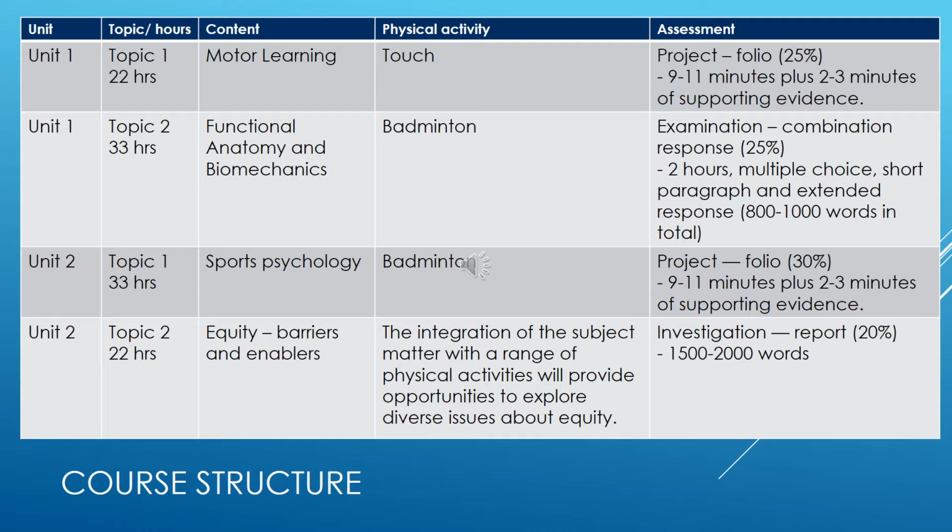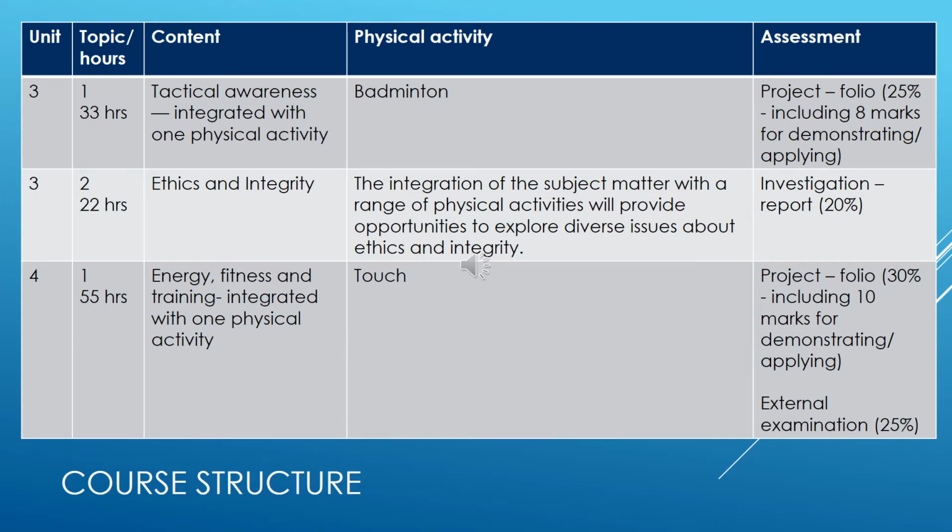In Unit 1, you also have a combination response examination, 800 to 1,000 words. In Topic 2, you complete an investigation report, which is 1,500 to 2,000 words. The assessment that you do in Year 11 replicates the assessment that you need to do in the summative units in Year 12, where you need to do 2 project folios, an investigation report, and then an external examination at the end of Unit 4.